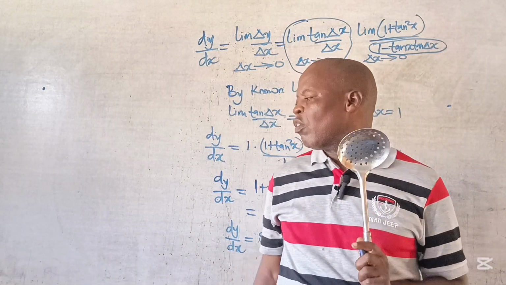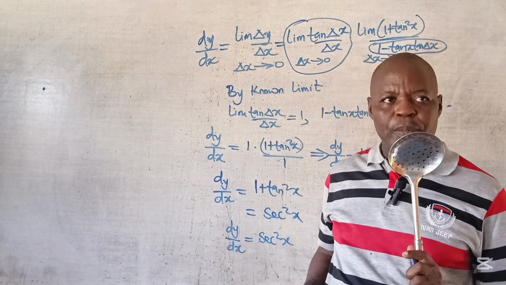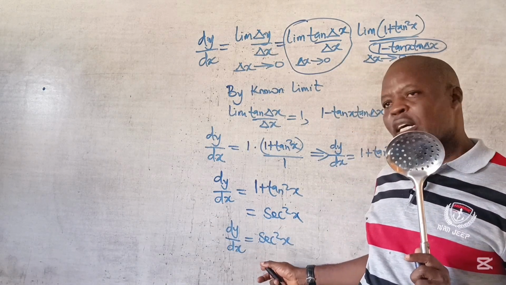We have come to the end of finding the derivative of tan x using first principle, which is sec square x.